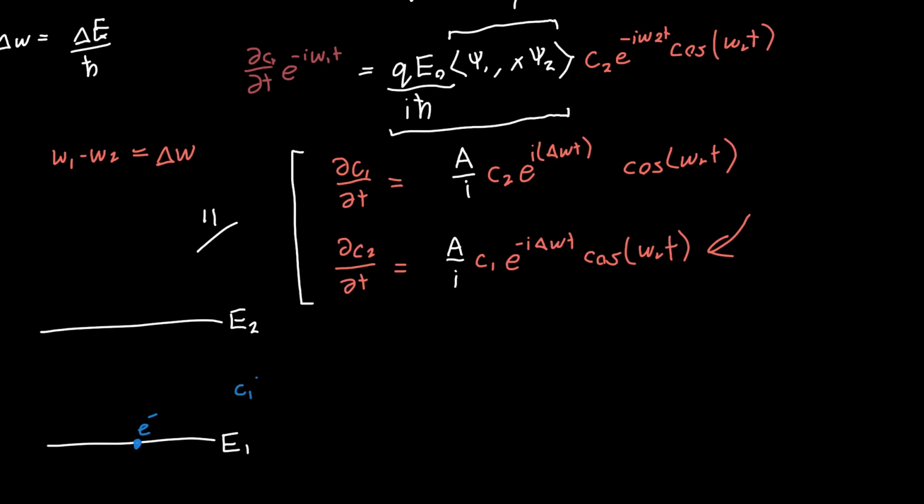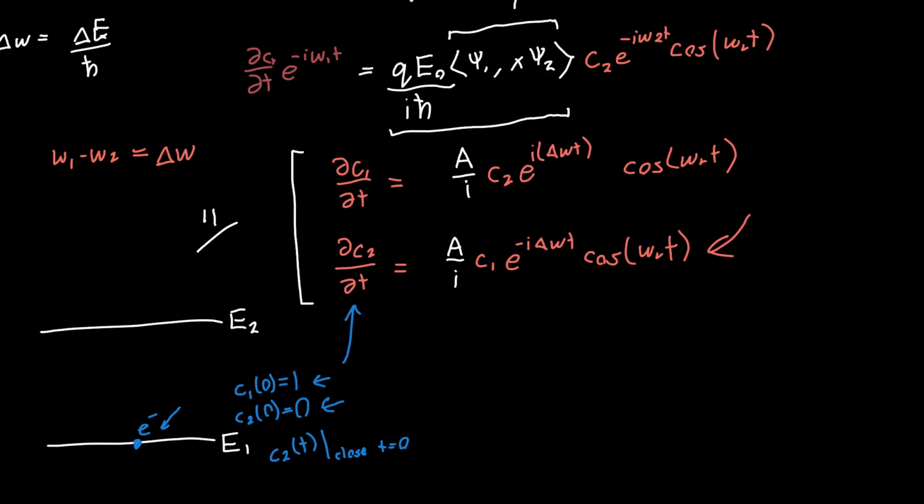then we know the initial conditions of this system. We know that C1 at time 0 has to be 1 because the electron definitely is in this state, and C2 at time 0 has to be 0. And we're going to say that we're interested in C2 as a function of time, very close to t equals 0.